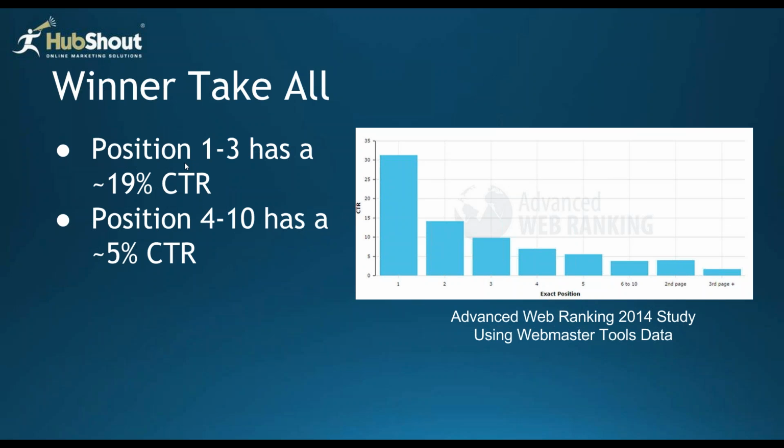But the point being here is that really you need to be in position 1 to 3 to really get that massive click-through rate. And you can see even position 1, you're up in 31 or 32% there compared to 2, which drops down very quickly to 14.